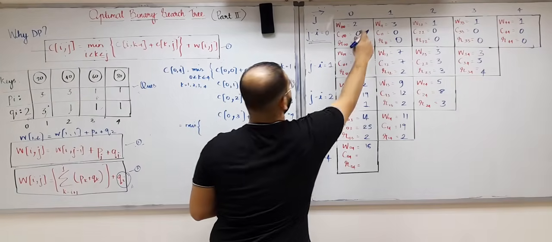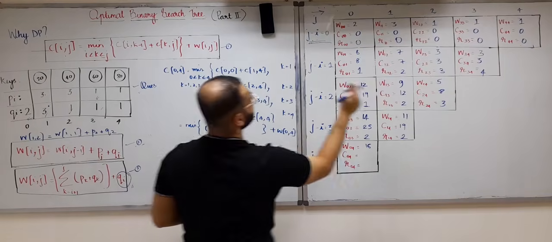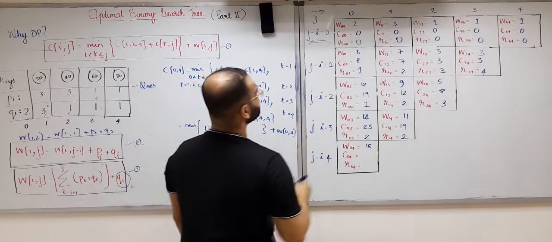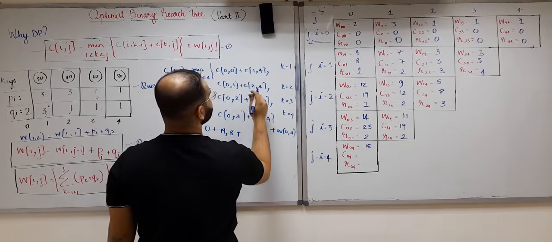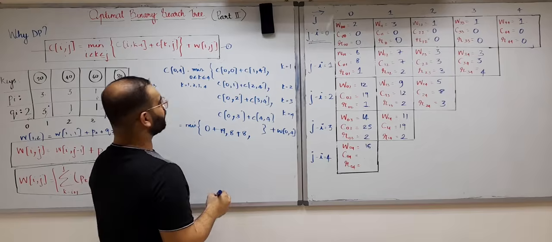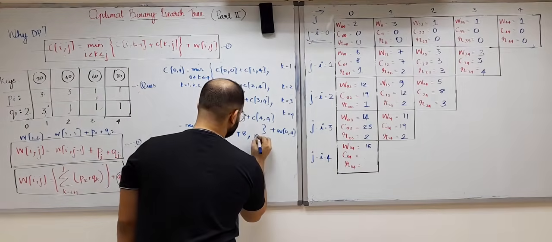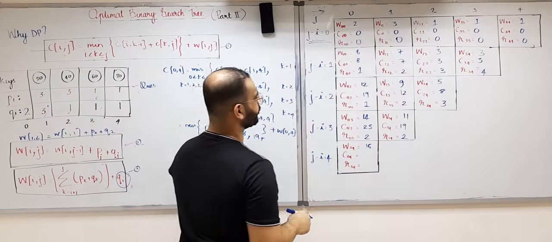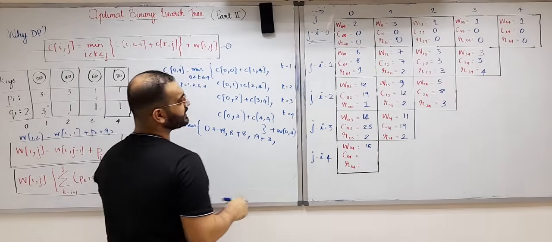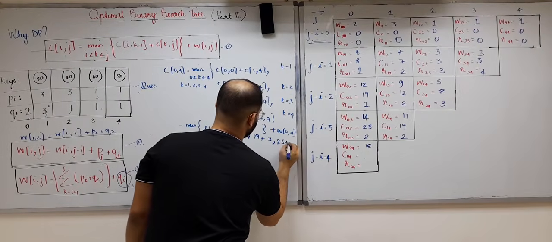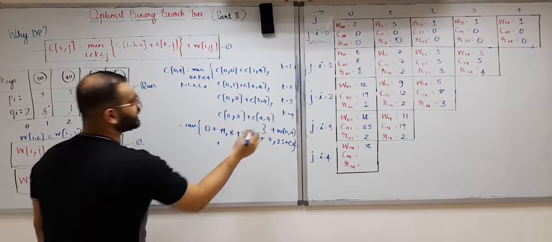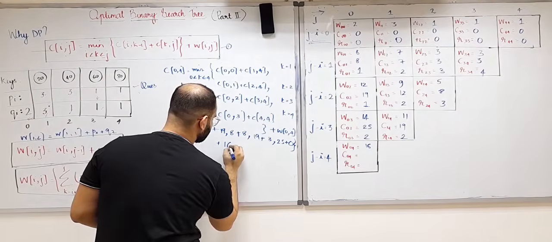Let us find the minimum out of all these terms. What is C(0,0)? It is 0. And C(1,4) is 19. C(0,1) is 8 and C(2,4) is 8. C(0,2) is 19 and C(3,4) is 3. C(0,3) is 25. And C(4,4), no need to check, it will be 0. Plus W(0,4), which is written as 16.